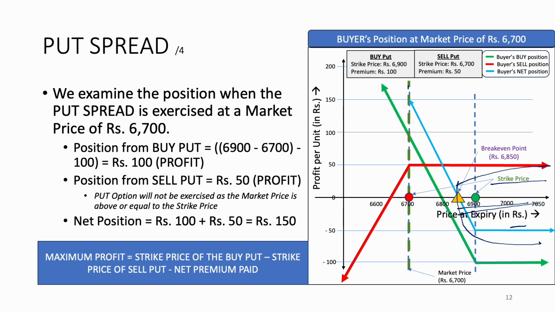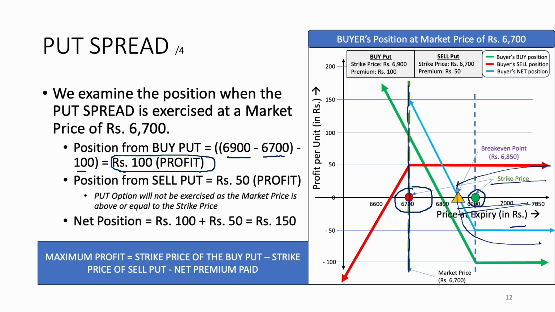Now let us consider the market price as the strike price of the sell put, that is 6,700 rupees. At 6,700 rupees market price, this is lower than the strike price of the buy put. So the buy put will be exercised in this case. However, since the market price of 6,700 is the same as the strike price of the sell put, the sell put will not be exercised. By exercising the buy put, our investor makes a profit: 6,900 strike price minus 6,700 market price minus 100 rupees premium he is paying. So he gets a total profit of 100 rupees from this buy put at 6,700 rupees market price.